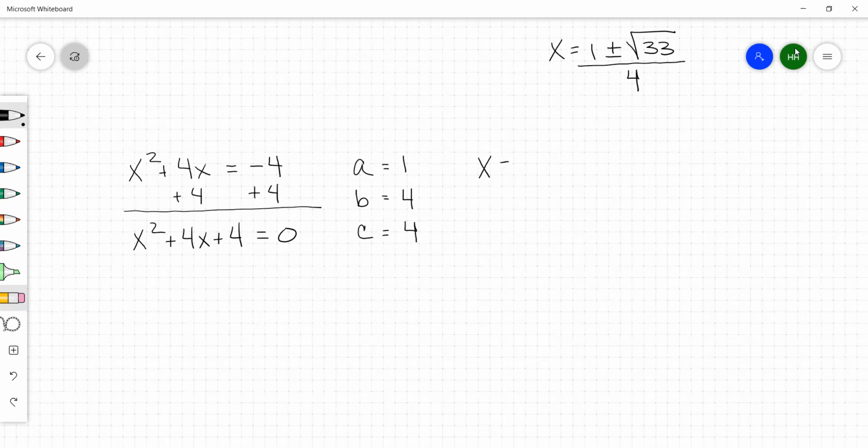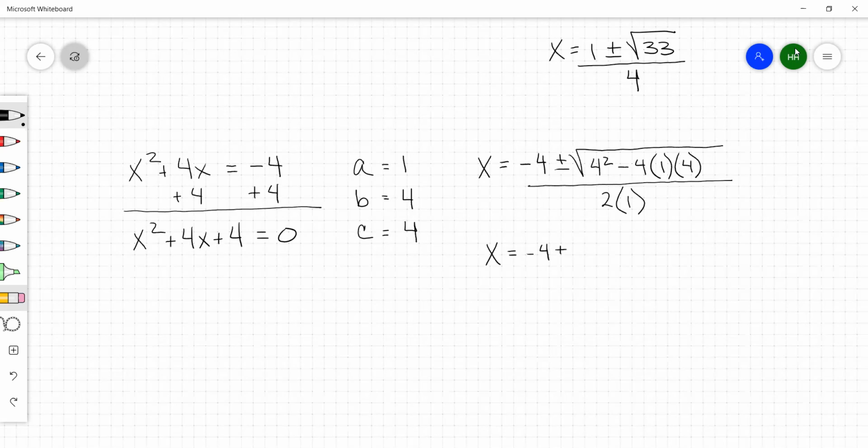So your x is equal to the opposite of b, so we get negative 4, plus or minus b squared minus 4 times a times c, all divided by 2 times a. So our x is equal to negative 4 plus or minus the square root of 4 squared is 16 minus 4 times 1 is 4, times 4 is another 16. And that's all divided by 2.